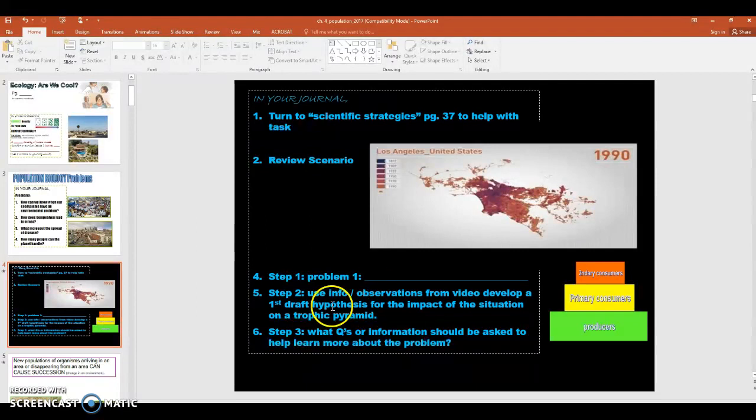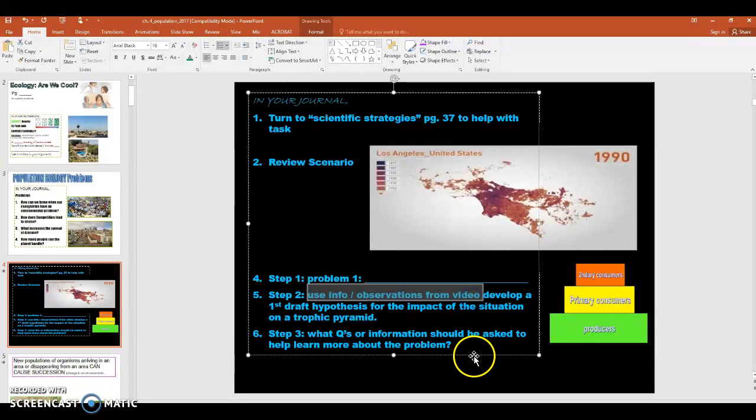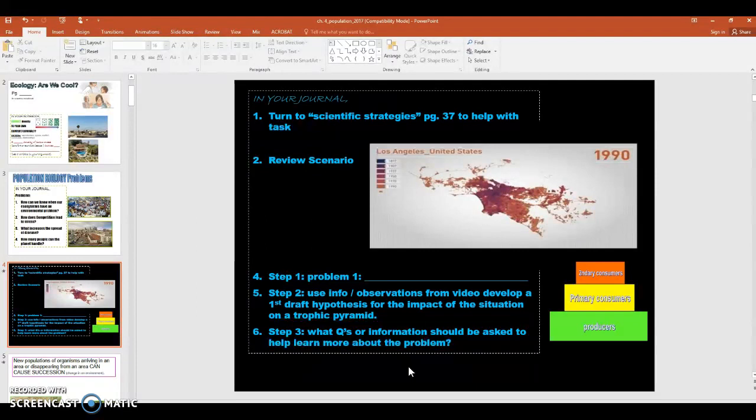All right. It says step 2. It says use info or observations from the video to develop a first draft hypothesis for the impact of the situation on the trophic pyramid. So step 2 is to create a hypothesis. Our hypothesis is an effort to explain a scientific problem. For this one, we would look at the trophic levels. Humans are either at a primary or secondary consumer level, and you have to ask yourself, with population growth continuing into 2000 and still growing now, what would you predict or hypothesize would be the impact if we have an increased number of secondary consumers on our trophic pyramid of the Los Angeles area?